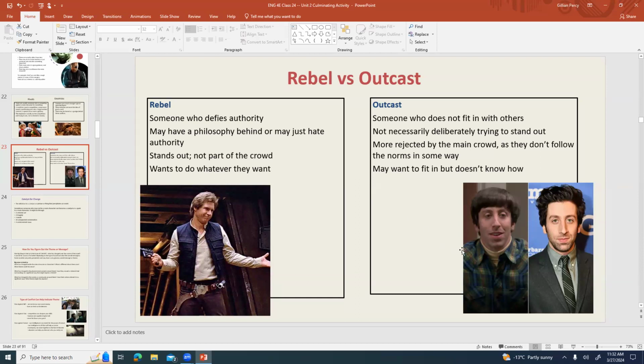So, for example, I forget his name, but the Big Bang character here, Wolowitz, I can't say his name right. Anyways, you know how he's always kind of gross and making really sexual comments and really inappropriate things, and he looks kind of funny. So, this is an example of somebody who's an outcast. He's not necessarily a rebel. He's not opposed to authority. He just can't quite fit in.